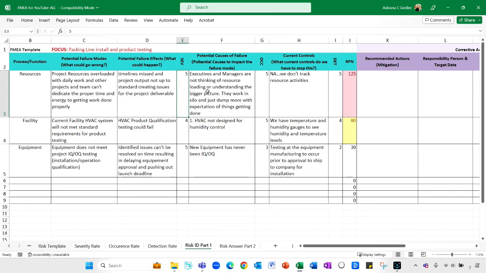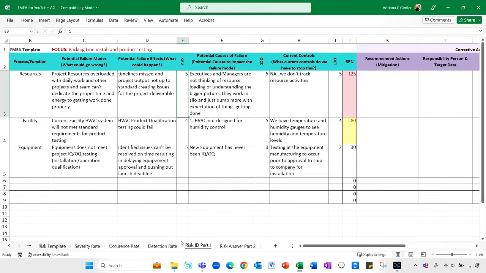So we're identifying it. And now the thing we are also going to identify, which is the next column, column H, current controls. What controls do we have in place to stop this? Well, unfortunately, none. We don't have anything to track resource activities, and we have no controls to make sure that dumping doesn't occur.